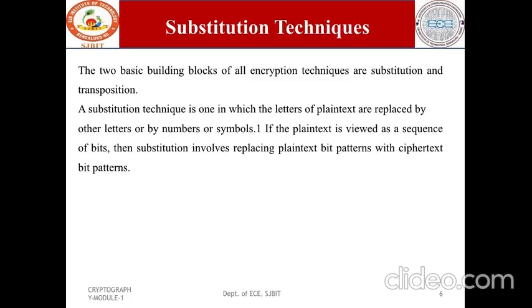The two basic building blocks of all encryption techniques are substitution and transposition. We will examine these in the next sections, and we will discuss a system that combines both substitution and transposition. A substitution technique is one in which the letters of plain text are replaced by other letters or by numbers or symbols. If the plain text is viewed as a sequence of bits, then substitution involves replacing plain text bit patterns with ciphertext bit patterns.